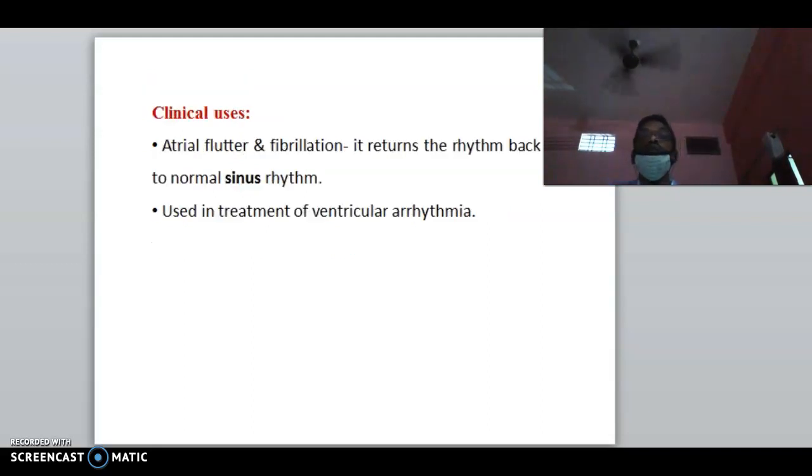Then clinical use. It is used in atrial flutter and atrial fibrillation, that is, rapid atrial pulsation. In atrial flutter, it returns the rhythm back to normal sinus rhythm. It is also used in the treatment of ventricular arrhythmia.